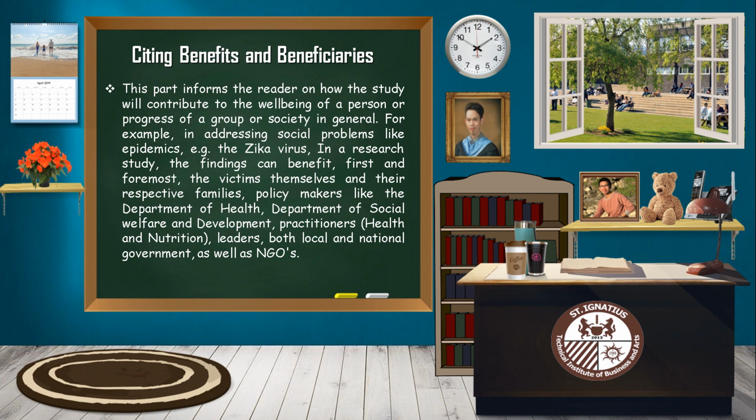So, ang may example dito na Zika virus. Yung Zika virus daw sa isang research study, the findings can benefit, first and foremost, the victims themselves and their respective families. So, ibig sabihin kapag ikaw as a chemist, nag-research ka ng what are those ingredients or chemicals that you must use to create a vaccine or antibody na makakatulong dun sa mga victims, dun sa mga patients, and makakatulong din dun sa mga families nila, and then makakatulong din sa inyo as chemist kasi merong bagong knowledge kayo natuklasan. And makakatulong din siya doon sa mga future researchers. And then ano pa ba?